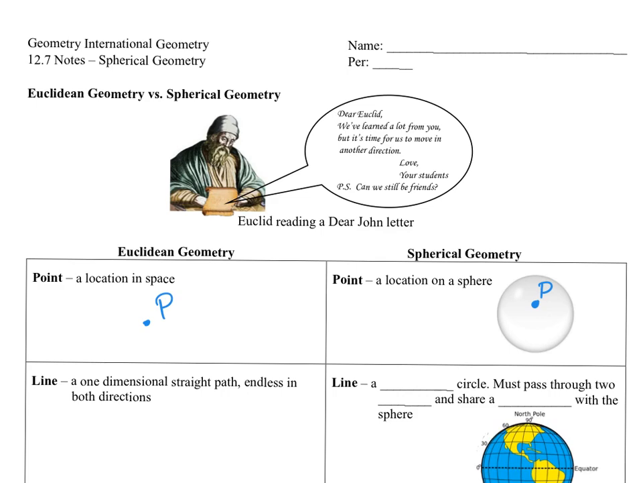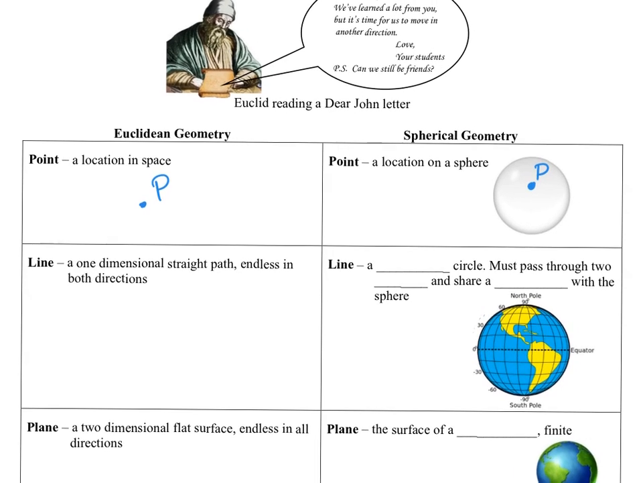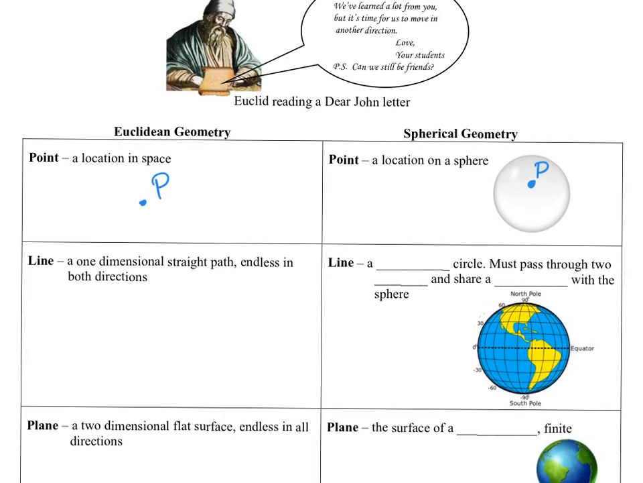Okay, let's talk about the next undefined term, the idea of a line. Remember, in Euclidean geometry, a line is simply a one-dimensional straight path that is endless in both directions. Well, in spherical geometry, the idea of a line is something different. A line is actually what we call a great circle. Okay, we mentioned great circles the other day, and you'll recall, if you think of the equator of the Earth, that would be an example of a great circle.